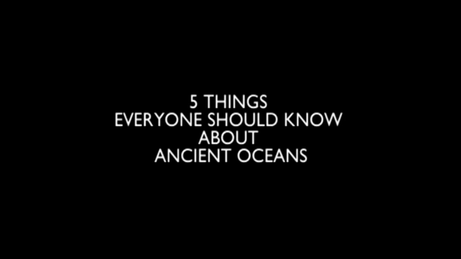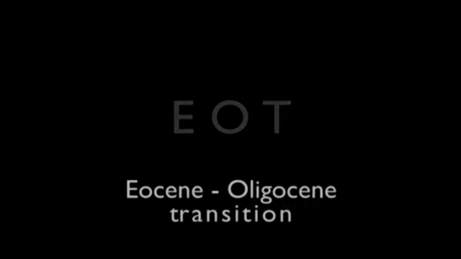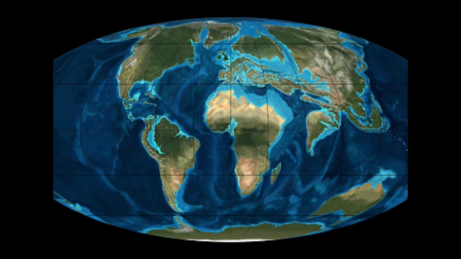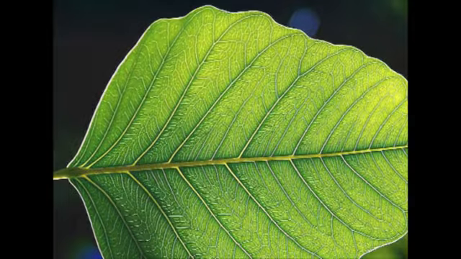5 things everyone should know about ancient oceans. Number 2. 34 million years ago, the Earth transformed from a greenhouse into an icehouse. The EOT is the Eocene-Oligocene transition, and it refers to an interval of time around 34 million years ago when the Earth transitioned from a greenhouse world into an icehouse world.